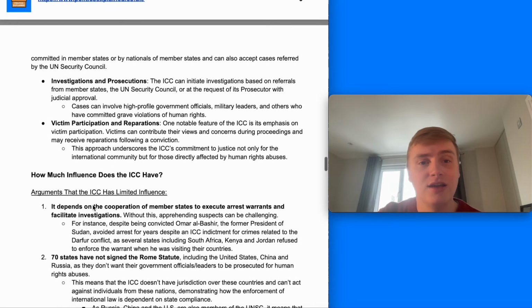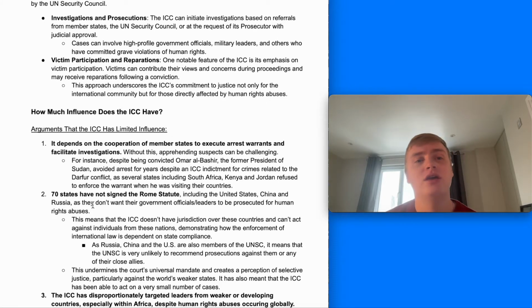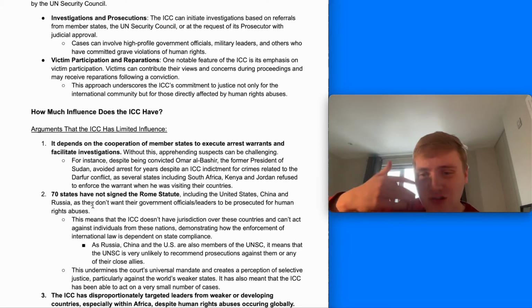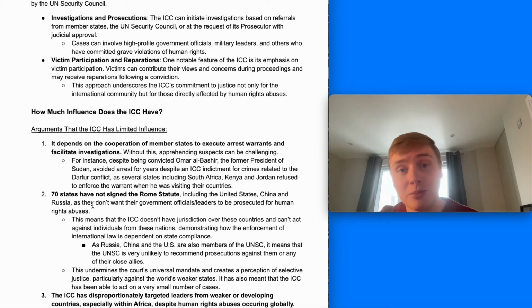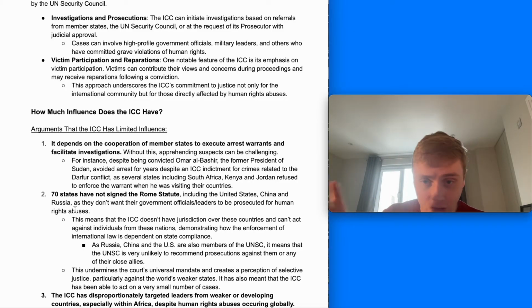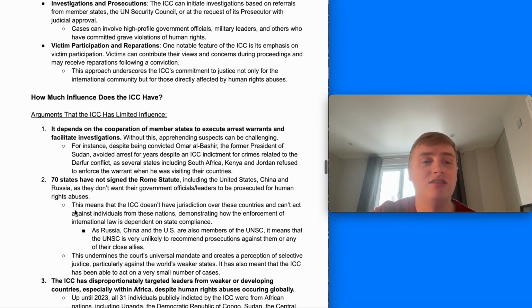So, the ICC can initiate investigations based on referrals from member states, the UN Security Council, or at the request of its prosecutor with judicial approval. Cases can involve high-profile government officials, military leaders, or others who have committed grave violations of human rights. One notable feature is its emphasis on victim participation, so victims can contribute their views and concerns during proceedings and may receive reparations following a conviction. And that shows its real emphasis on individual accountability and the nature of war crimes and upholding those, rather than it just being adjudicated between states as the ICJ does.